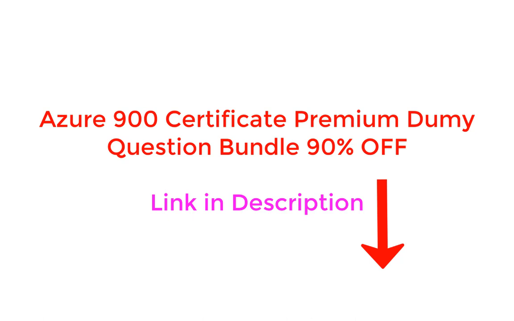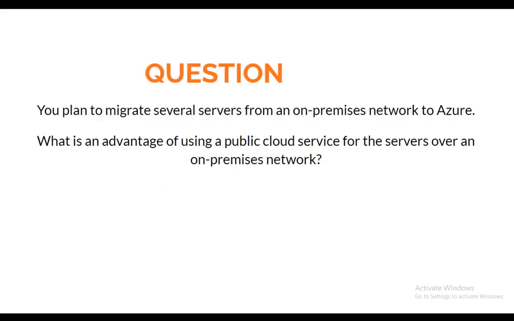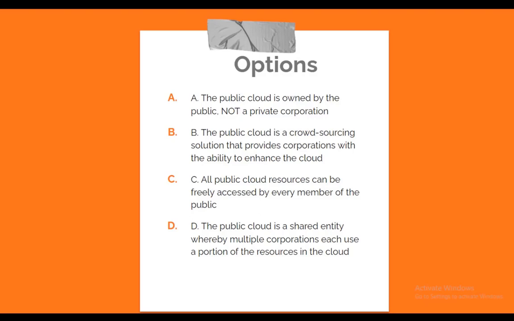You plan to migrate several servers from an on-premises network to Azure. What is an advantage of using a public cloud service for the servers over an on-premises network? And here are the options.